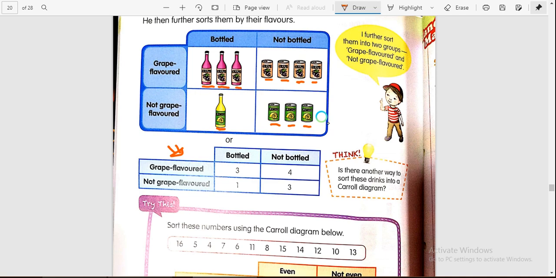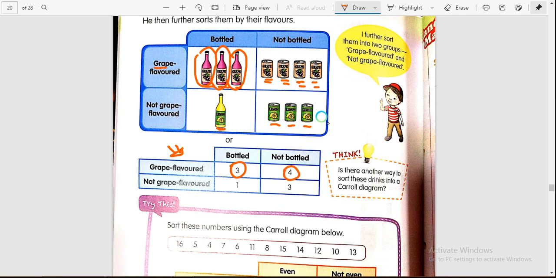So here we have 3 drinks in a bottle, and they are in the grape flavor. Okay, so we will write 3. Not bottled with grape flavored: 1, 2, 3, and 4. So we will write 4 here.